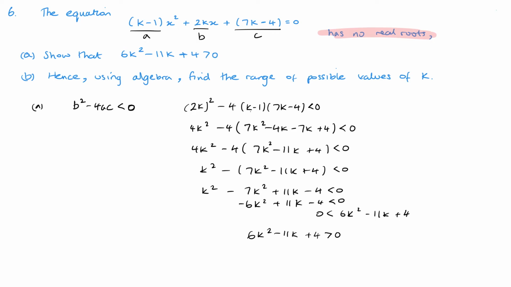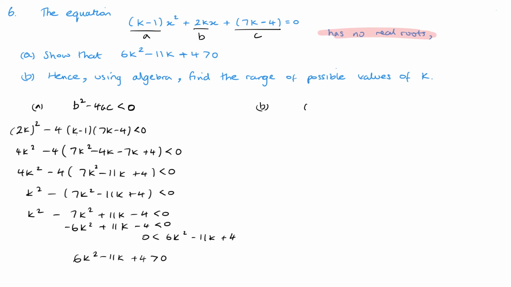So we're going to be using this, aren't we? So starting with now my 6k squared minus 11k plus 4 is greater than 0. It's nice that they do this as a show that. Means you can still access part B even if you can't do part A. So just checking they're both minus, aren't they? So there we have it.